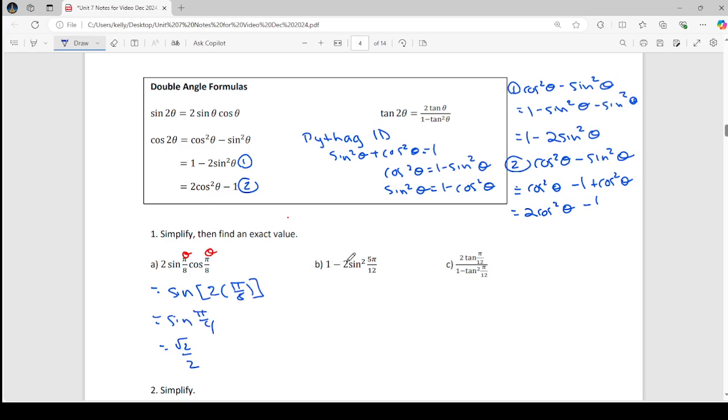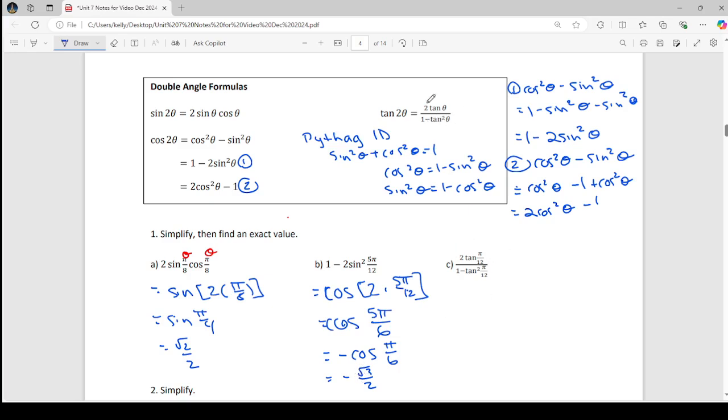This 1 minus 2 sine squared theta is the formula for cos 2 theta. So what we have is cos of 2 times 5 pi over 12. So this makes cos of 2 times 5 pi over 12, that will make the 6, so 5 pi over 6. This is in quad 2, so it'll be the negative of the cos of pi over 6, which is negative root 3 over 2.